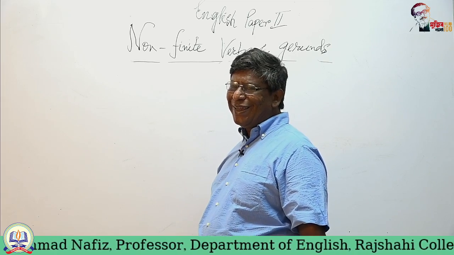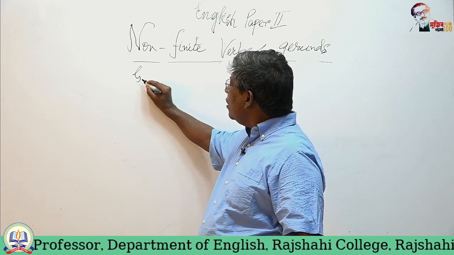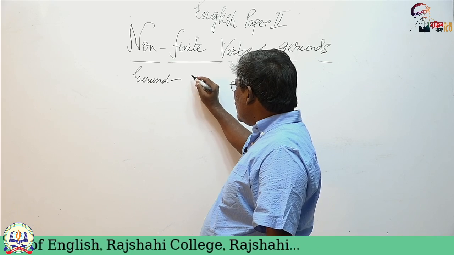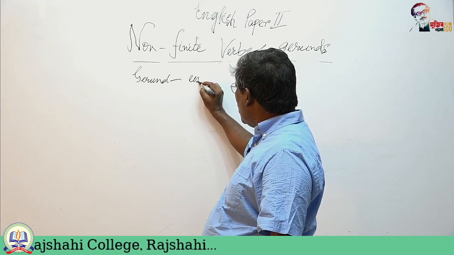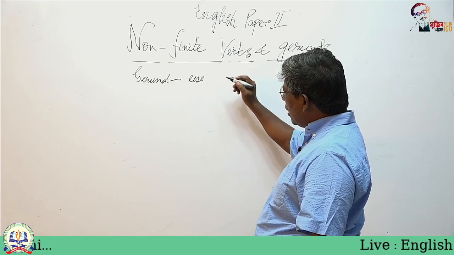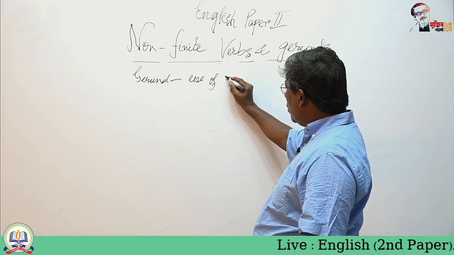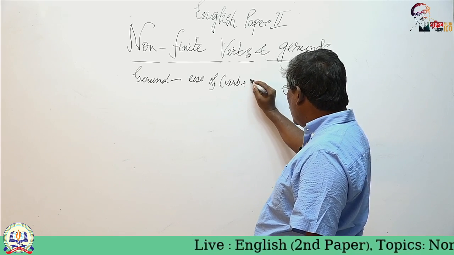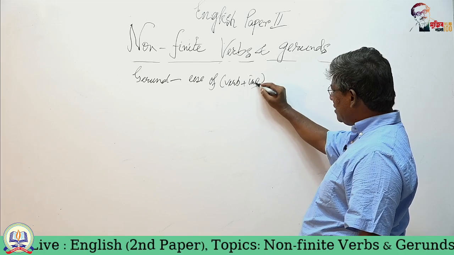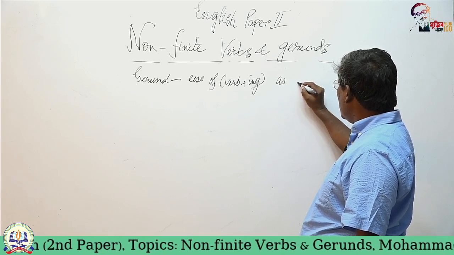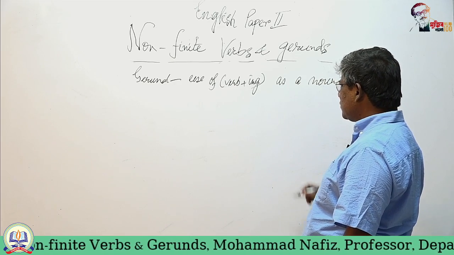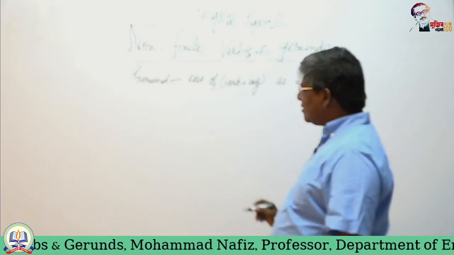because both look alike, but a gerund means mainly the use of a verb plus ing. A gerund means the use of a verb, of course the verb must be in the base form, plus ing as a noun. Use of verb plus ing as a noun means a gerund.